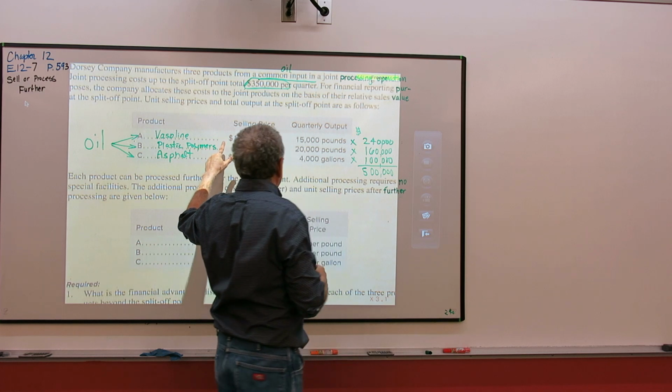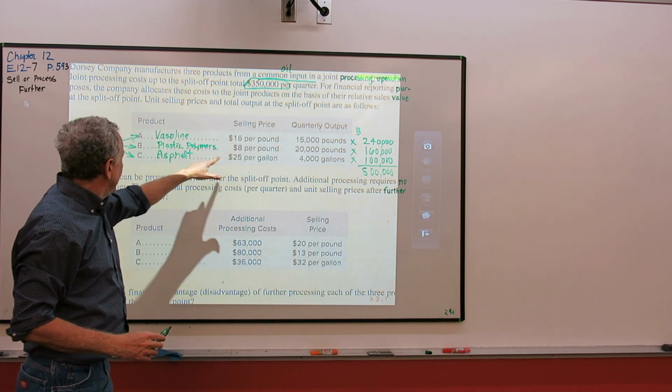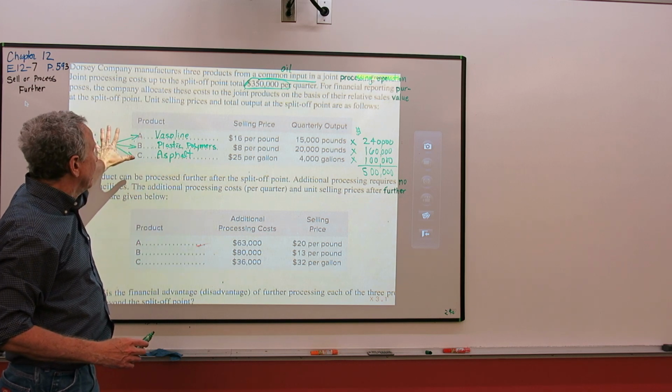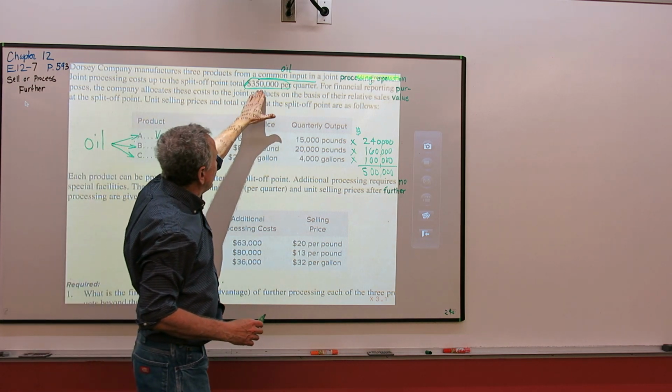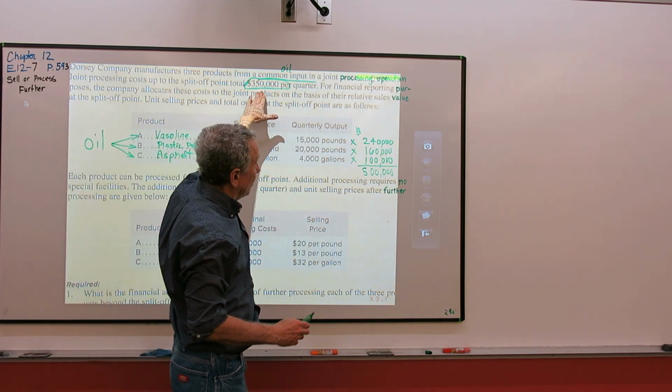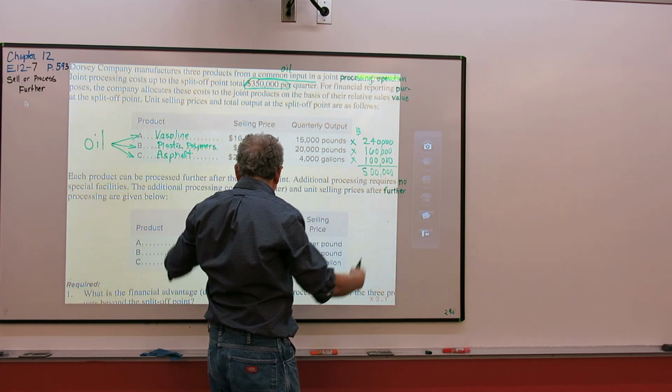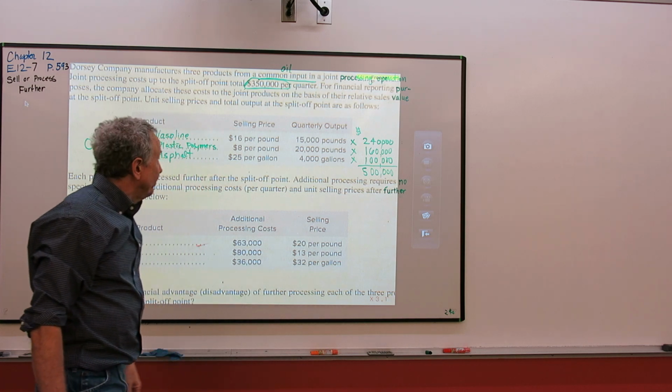They've got, again, 15,000 pounds of Vaseline, 20,000 pounds of plastic polymers, 4,000 gallons of asphalt. They made that out of oil. They spent $350,000 on it. Now, they can sell it right now for $500,000, but they want to know, should they process it further?